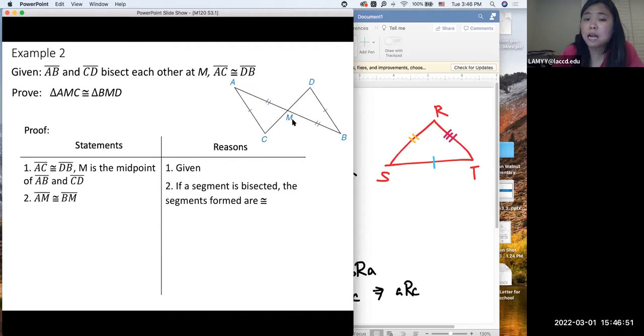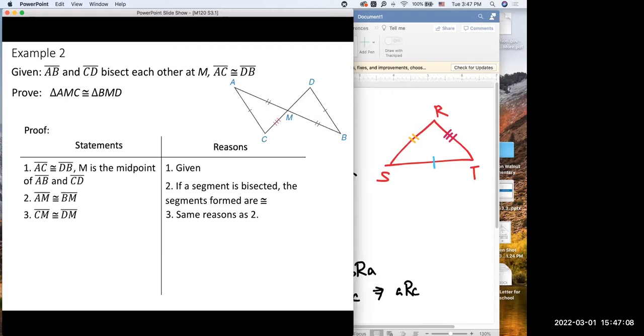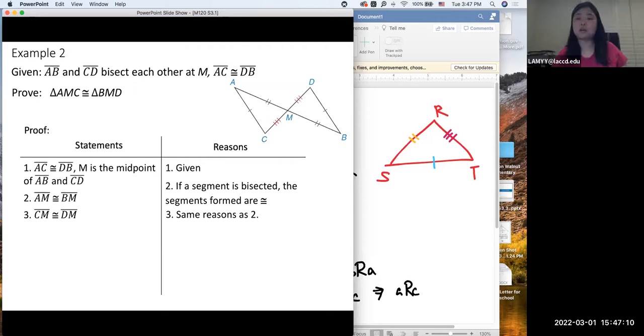Okay, so now I need the last one. CM will be congruent to MD. Same reason, because M is the bisector of CD also. So I'm going to put same reason as number 2. And then again, I put the check mark here. So I remember CM is congruent to MD.